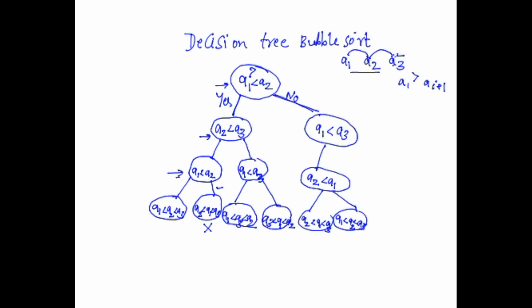Notice that this also cannot happen. We went to the right hand side because A1 was not smaller than A2. So when you go to the right hand side here, A2 is greater than A1. So when I ask whether A2 is smaller than A1, obviously we have to go to the left. We cannot go to the right here. If A2 is not smaller than A1, then we would not have come here. So this node is also not reachable.